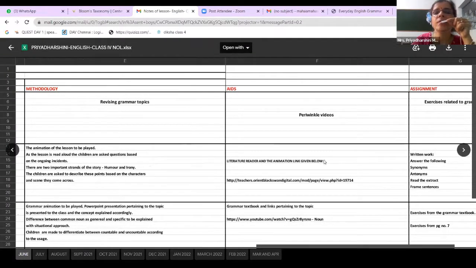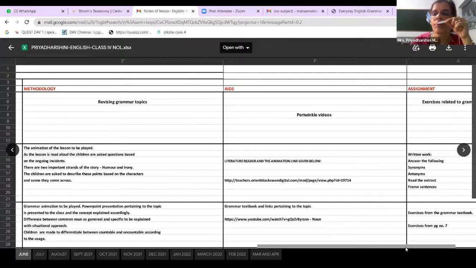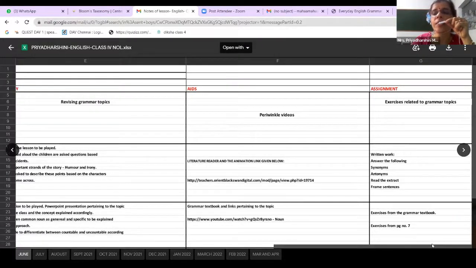Then we have aids. What are the aids that we can use? Of course, the literature book we have. You can have pictures based on that. You can even have some charts also, or flashcards. You can ask the children also to bring. With regard to scouts and all, you can tell them general topics based on the scout rules. What are the scout rules that they follow in the school, how they are taking classes. Those things you can discuss for this particular topic.